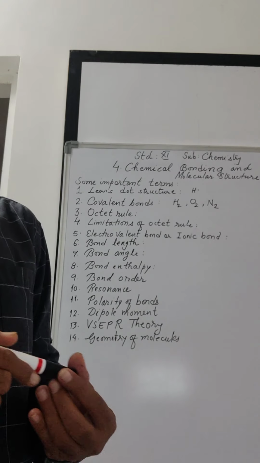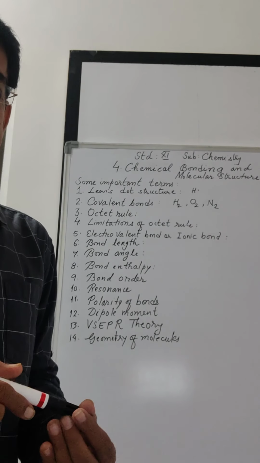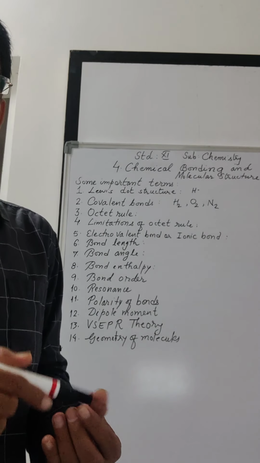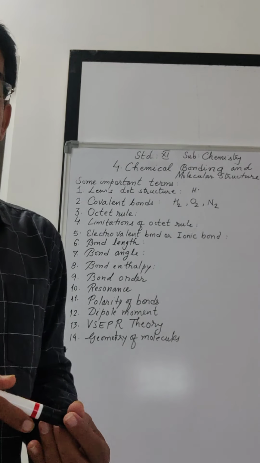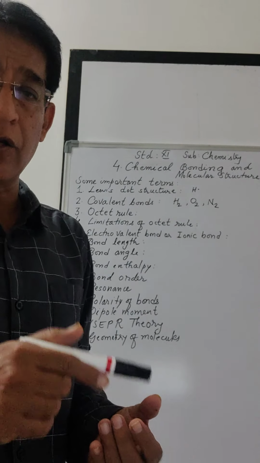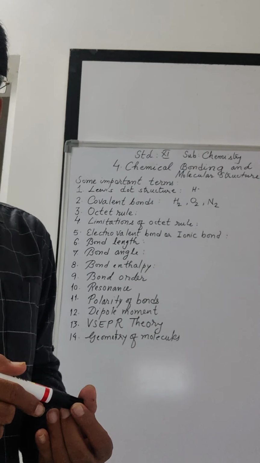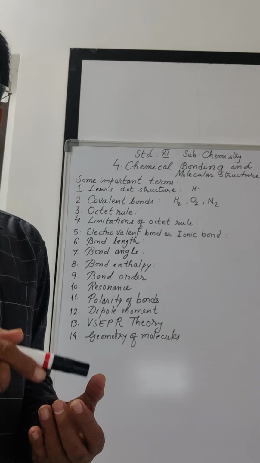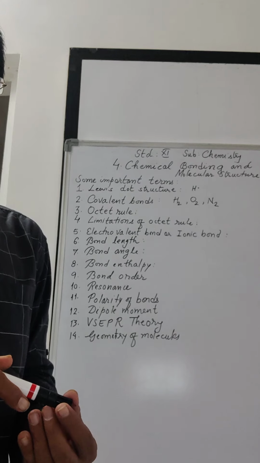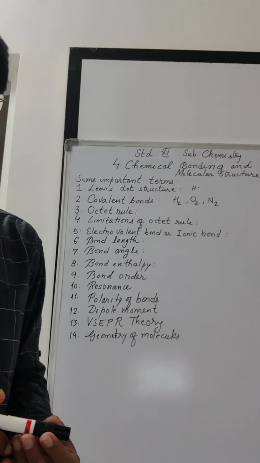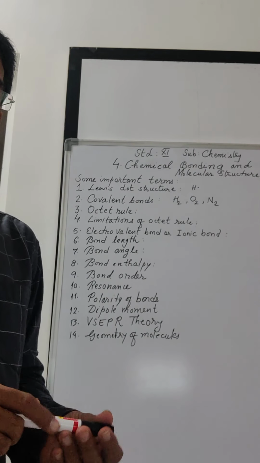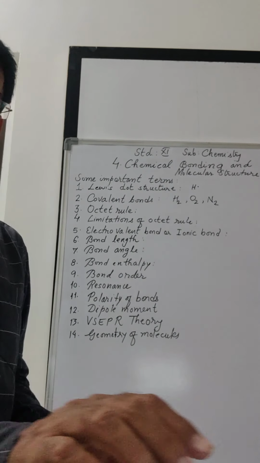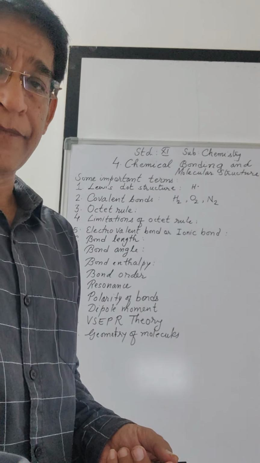Now, second limitation, odd electron molecules. In molecules with an odd number of electrons, like nitric oxide NO and nitrogen dioxide, the octet rule is not satisfied by all the atoms. And this theory does not account for the shape of molecules.